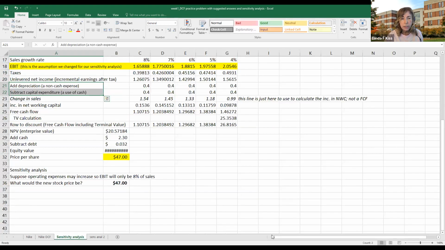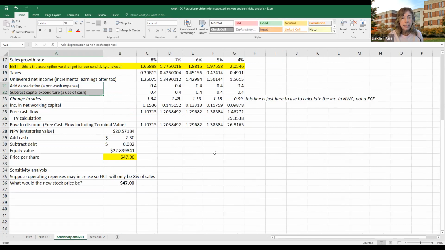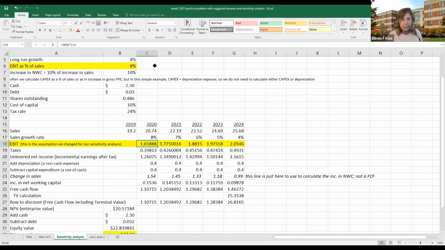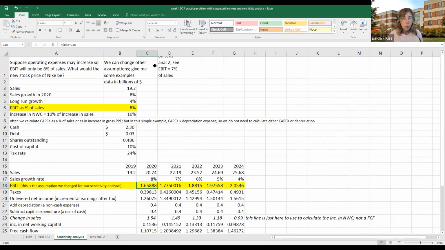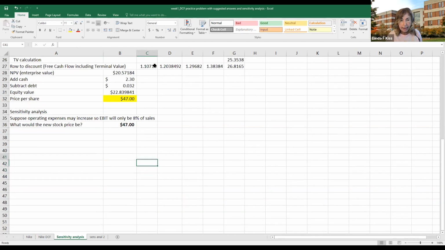Let's also quickly do a sensitivity analysis. And what I've done is make one change. The change I made here in my sensitivity analysis was to assume that EBIT, instead of being 9% of sales, is 8% of sales. And you can see I have that here in row 18. And with that, I now have a lower stock price of only $47 a share.